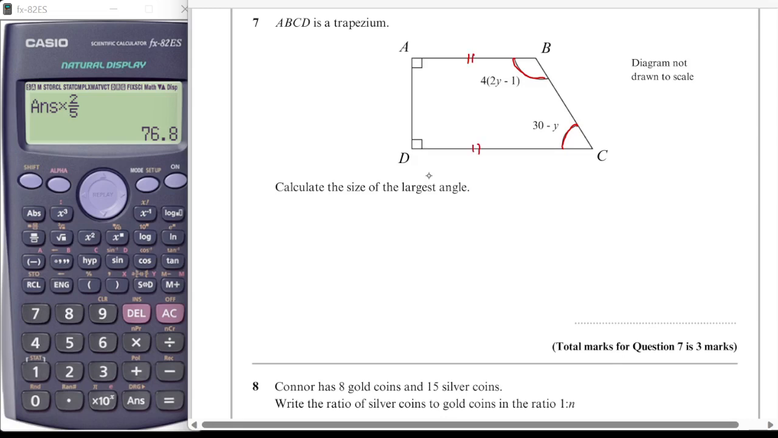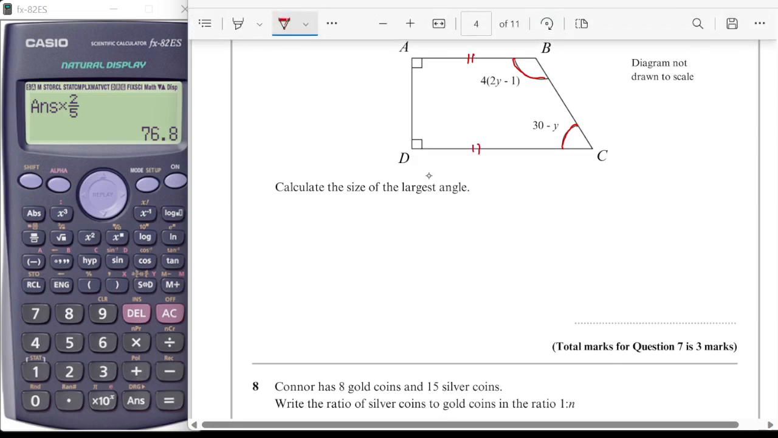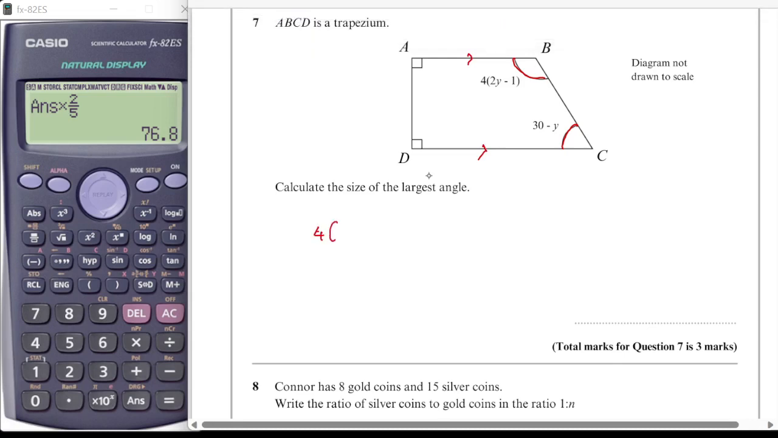There we go. Correct my notation slightly. So I'm going to say that 4 lots of 2y minus 1 plus 3y, 30 minus y is going to be equal to 180. So multiplying that out, that would give me 8y. Take away y would give me 7y. And that's going to be minus 4 plus 20 is going to be plus 26. And that's got to be equal to 180. So I'm going to minus 26 from both sides, and that will give me 7y is equal to 154.